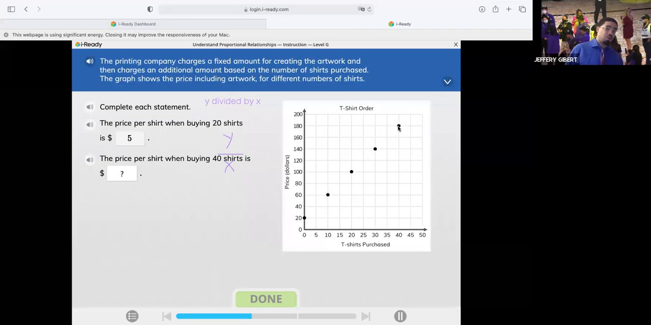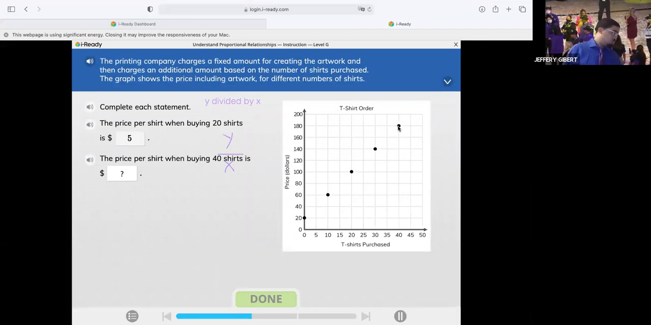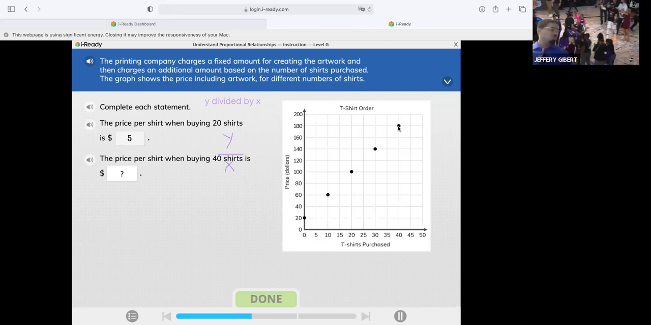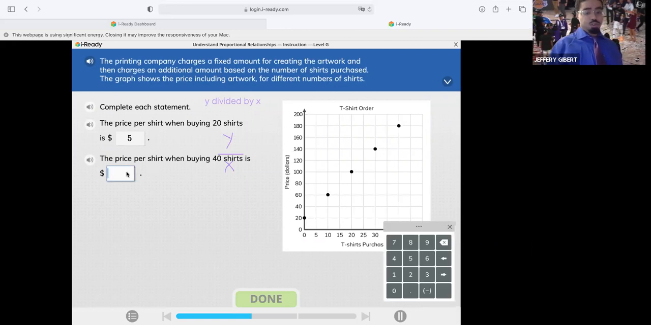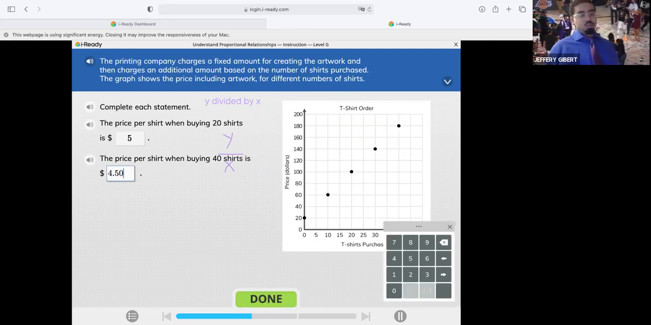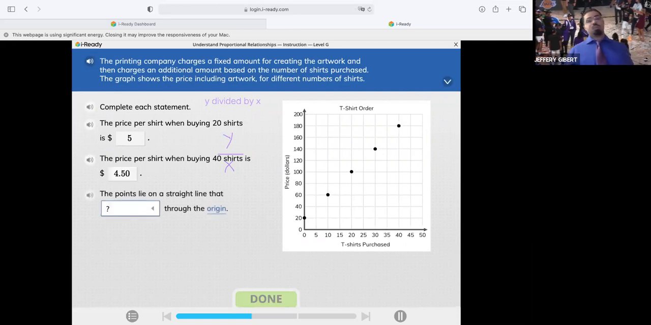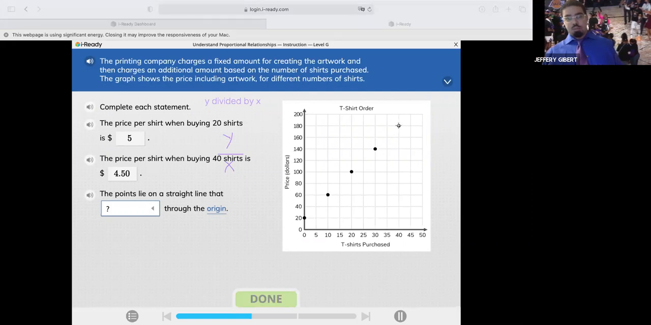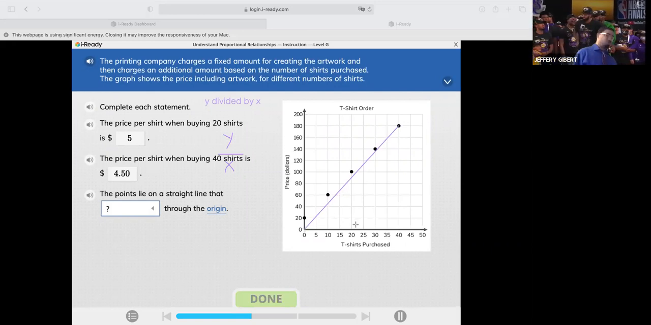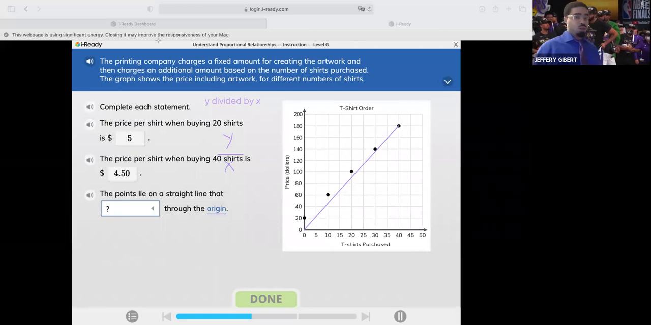All right, so are you able to get it? 180 divided by 40? Yes, 4.5. So in money, that's 4.50. So now we can do our drawing. So are these on a straight line that goes through the origin, or does it not go through the origin?